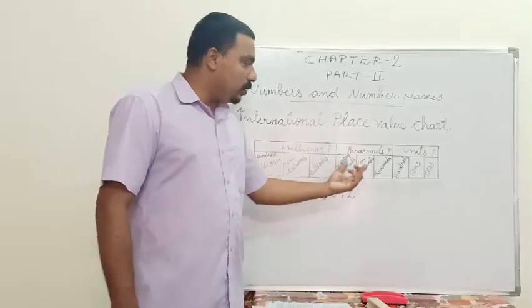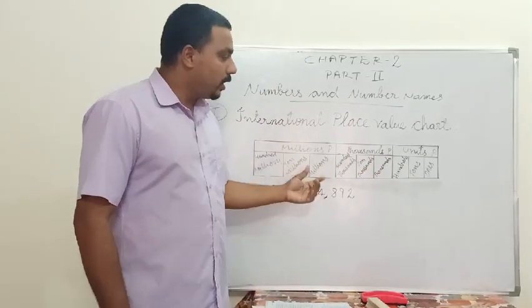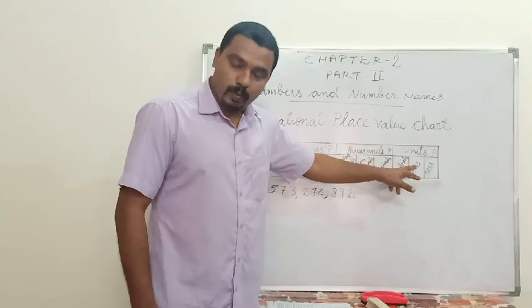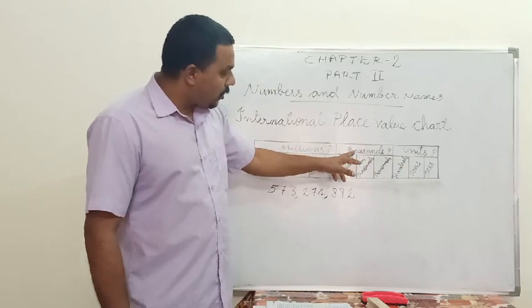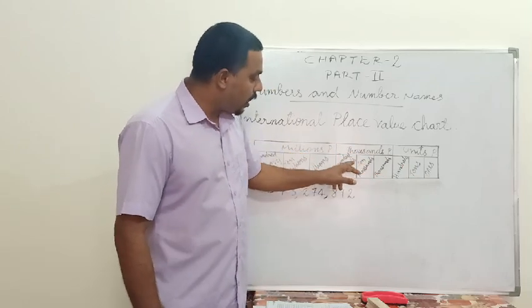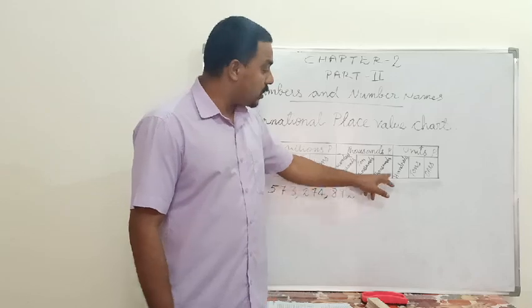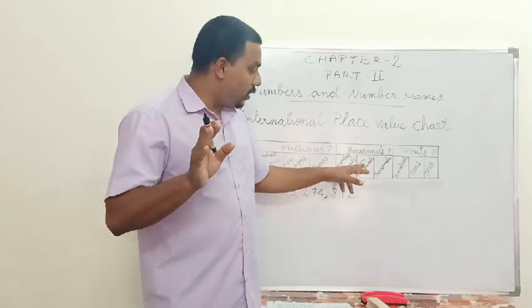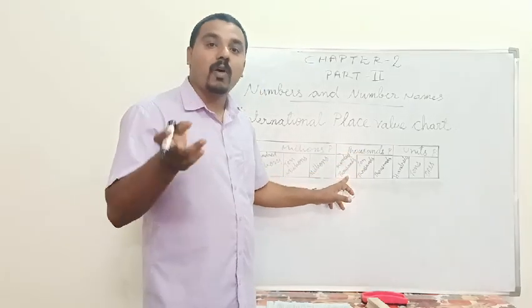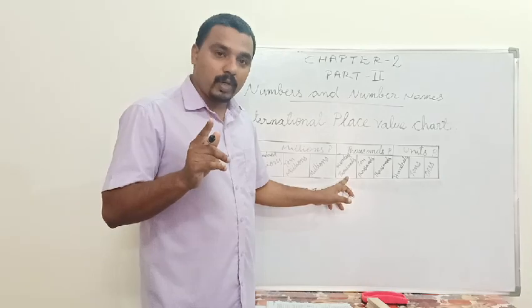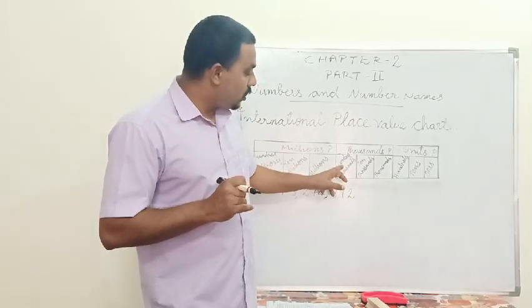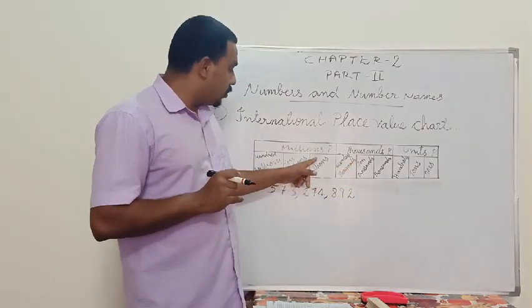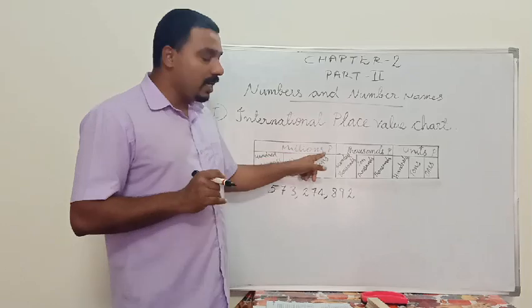Each part consists of 3 digits: ones, tens, hundreds. The units period is just like the Indian place value chart. Moving to the thousands period, we have 1,000, 10,000 and 100,000. It is not just like the Indian place value chart. Here you can see 100,000 instead of 1 lakh. In the Indian place value chart, 1 lakh is equal to how much? 100,000. So here is one difference.